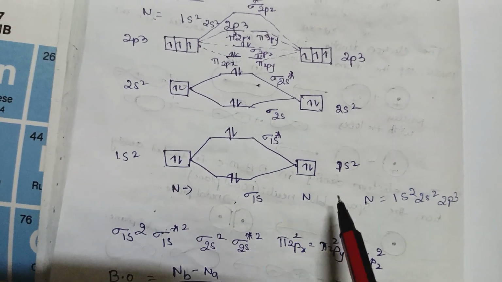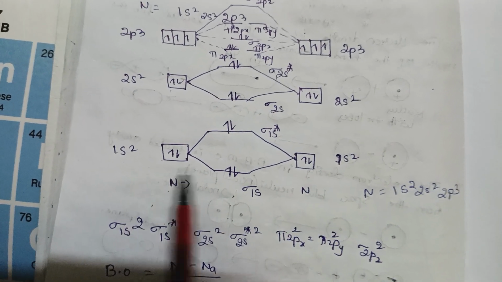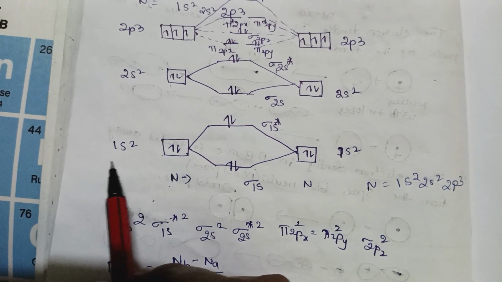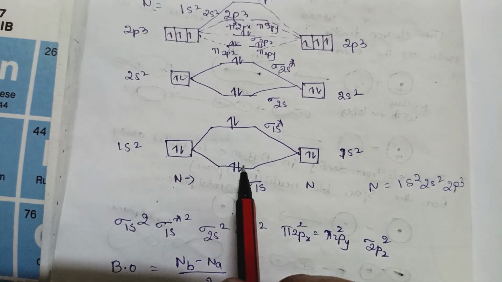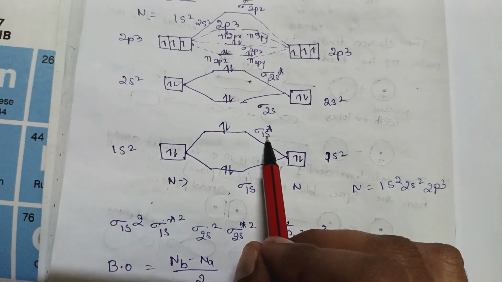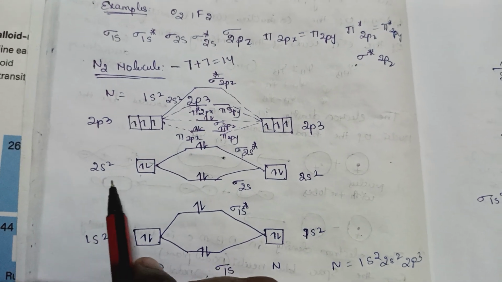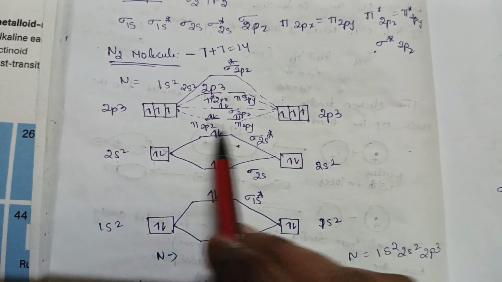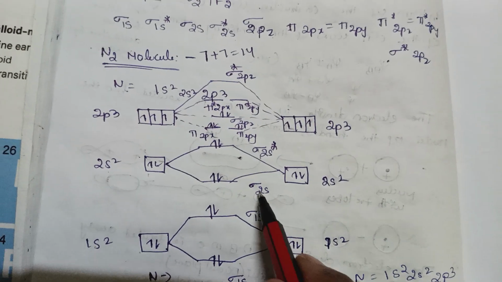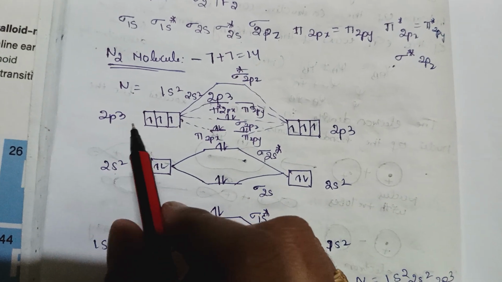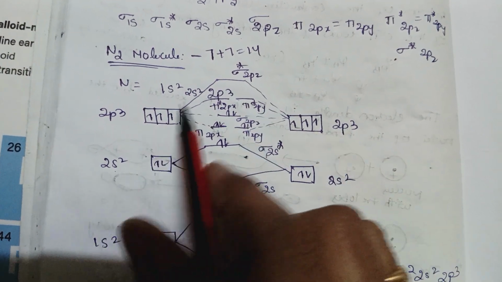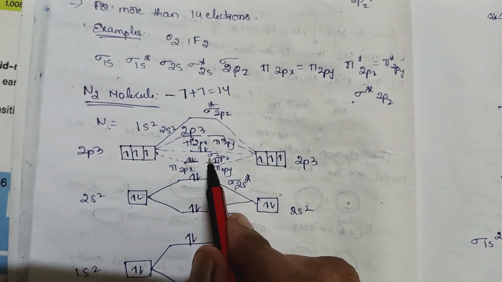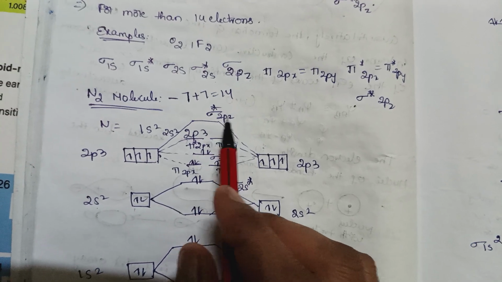This is one nitrogen atom, this is the other nitrogen atom. The 1s2 orbitals have similar energies. These two atomic orbitals combine together and form two molecular orbitals, sigma 1s and sigma star 1s. The two 2s2 orbitals combine and form sigma 2s and sigma star 2s. The 2p3 orbitals combine and form these molecular orbitals: pi 2px, pi 2py, sigma 2pz, pi star 2px, pi star 2py, and sigma star 2pz.